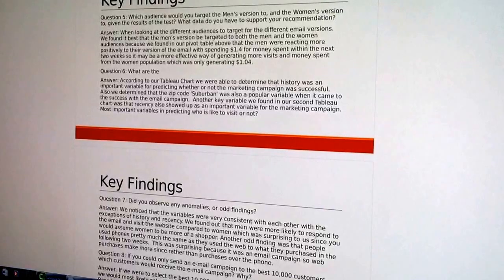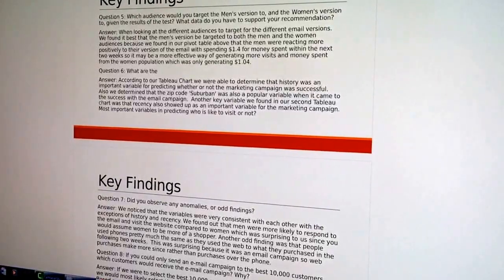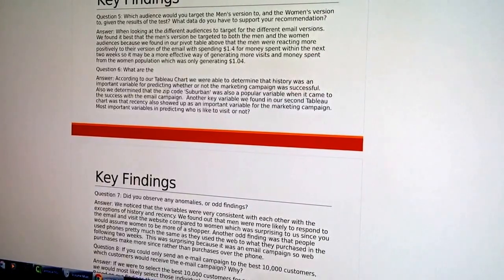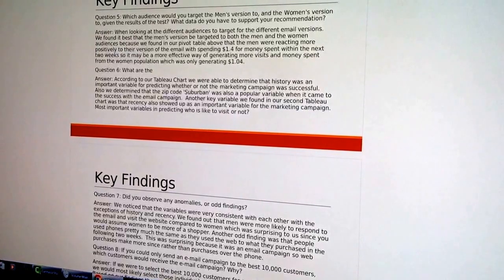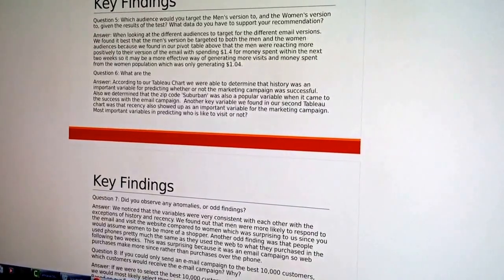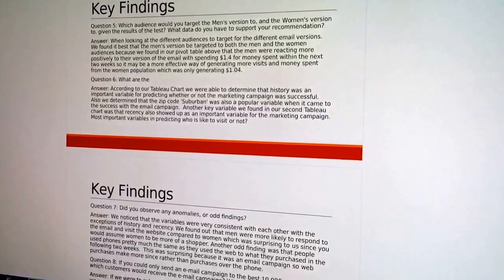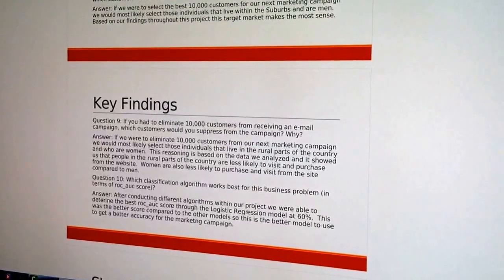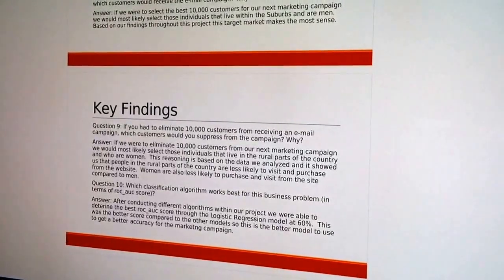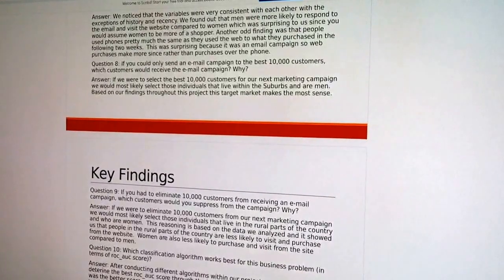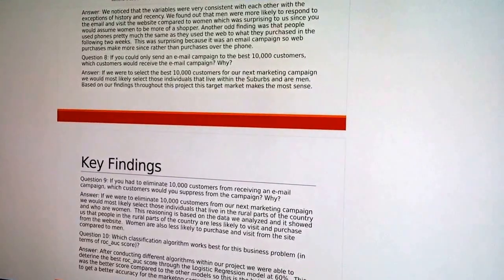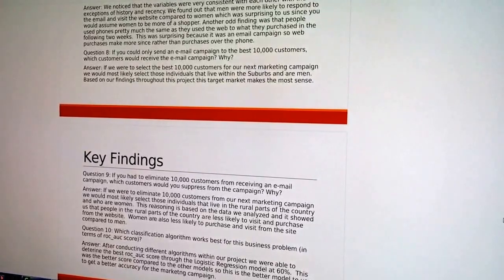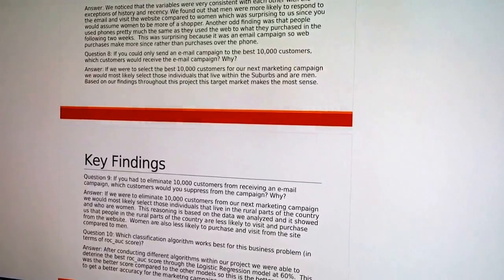Looking at our Tableau chart, we were able to visually see that history was a big variable in predicting whether or not the marketing campaign was successful. We also determined that suburban was also a more popular variable when it came to the success of the email campaign. And later on, we found that if we were to choose 10,000 people to receive the email, we would most likely send it to those in the suburbs and those who are men, based on our findings throughout this project.